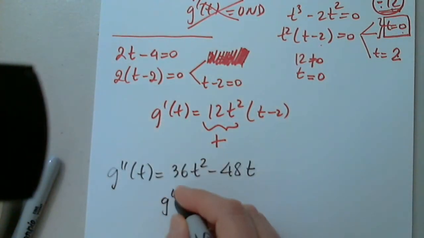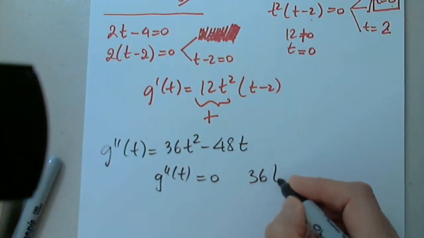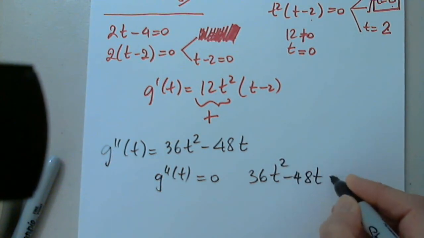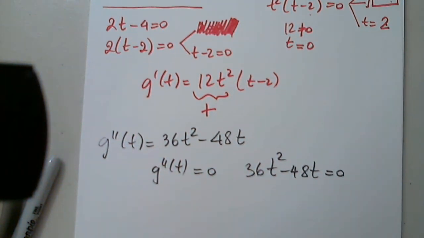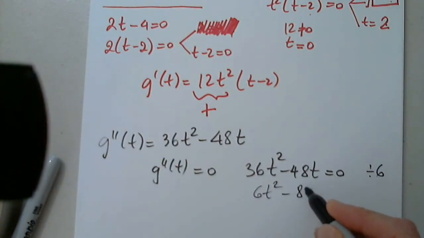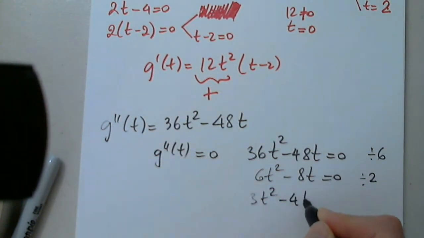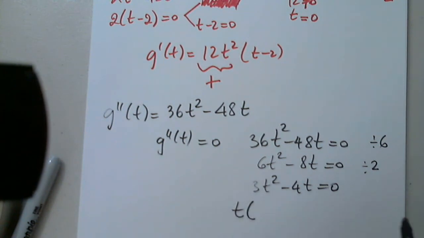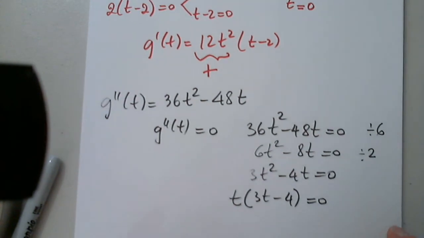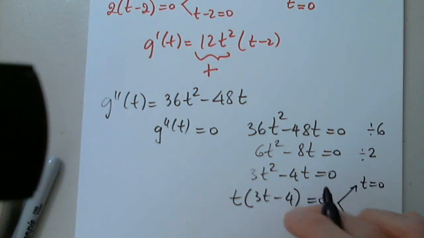Always defined, so g double prime of t is 0, and I have 36t squared minus 48t equals 0. I can divide by 6 at least, right? 6t squared. Okay, and I will also divide by 2. So this is 3t squared minus 4t equals 0. And now I can factor out t. I can never divide by variables unless I know they can never be 0. So we have two options here. T could be 0 and t could be 4/3.